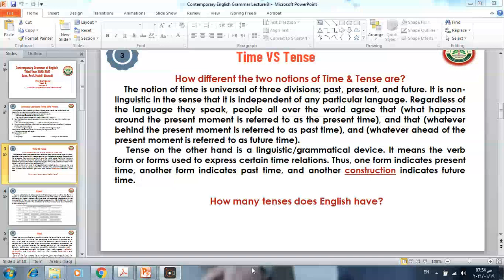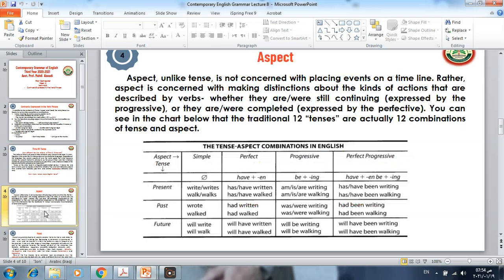So my point here is that tense is a linguistic and a grammatical device that is recognized by special verb forms. Now, I may ask a question: how many tenses does English have? I know you know the answer, and you may tell me that the number of English tenses is 12. Okay, that's quite correct. So we have in English 12 tenses.